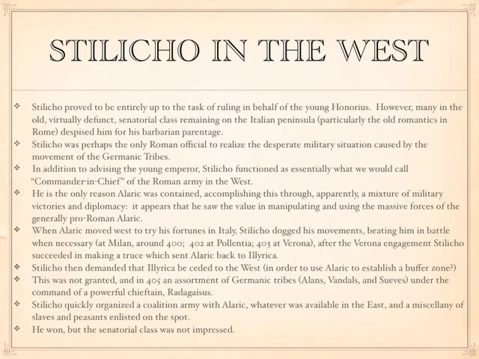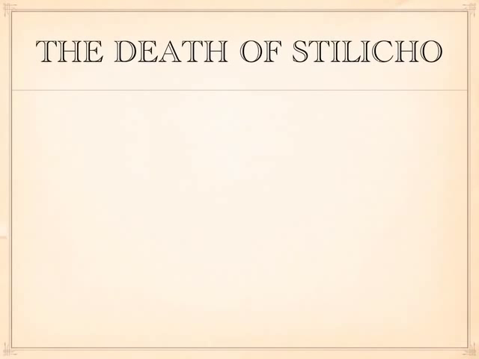The result was that he and his ragtag group of a massive army beat Radagaisus, but the senatorial class was not impressed. Almost a Star Wars-like plot here. The senators just don't get it, that what Stilicho had done was save the empire. They were concerned that he had upset the social order, especially in his alliance with Alaric.